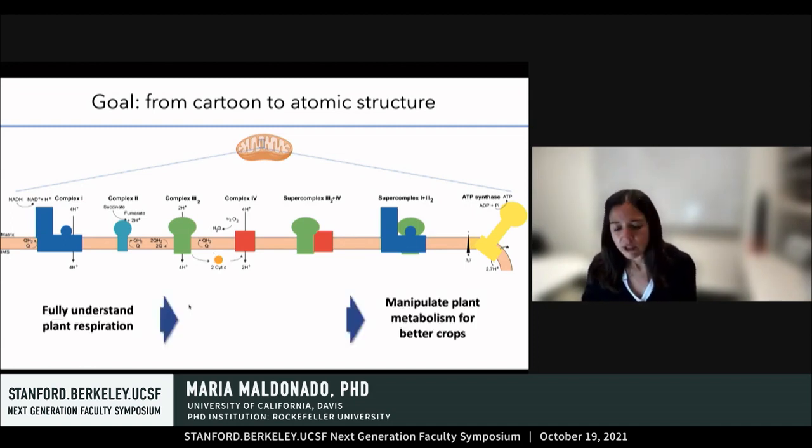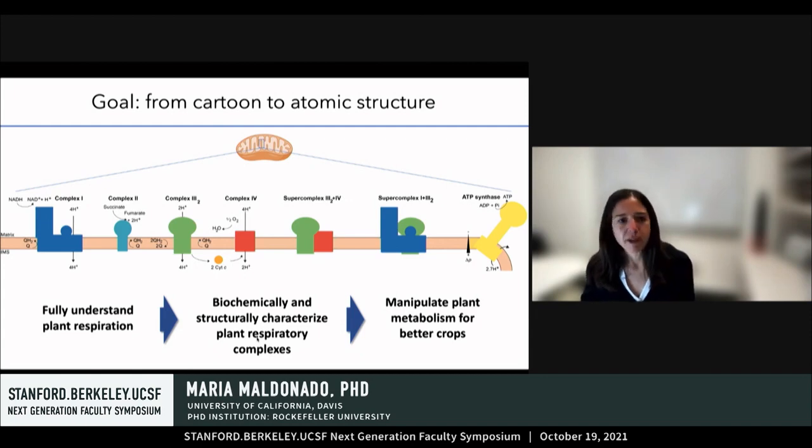But if we want to fully understand plant respiration to be able to, for example, manipulate plant metabolism to produce better crops, then we really need to be able to biochemically and structurally characterize plant respiratory complexes. So this was the goal of my postdoc, to overcome the challenges related to studying mitochondrial respiration in plants to be able to characterize these proteins.